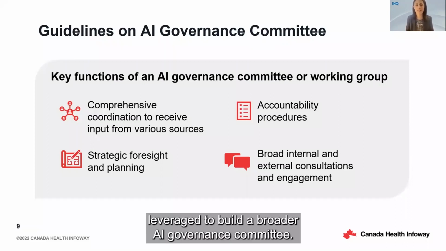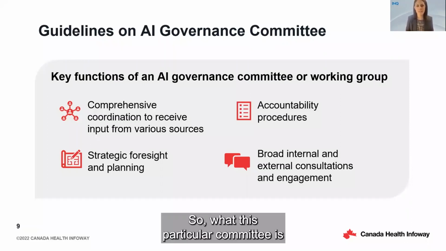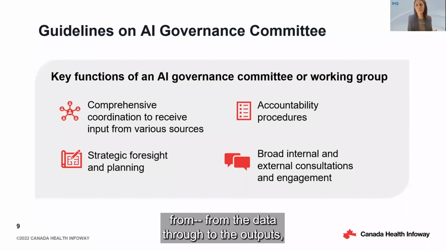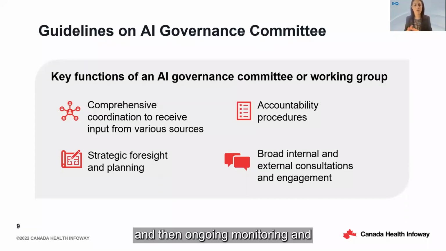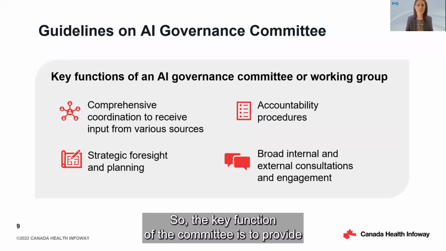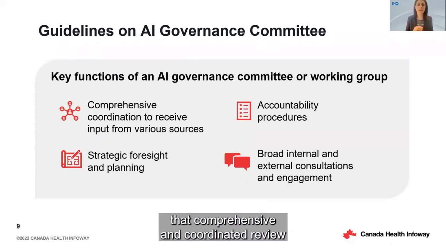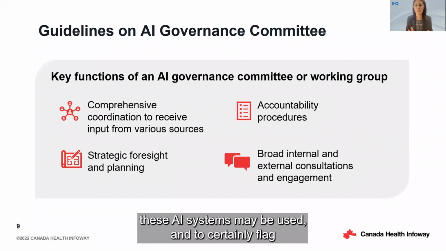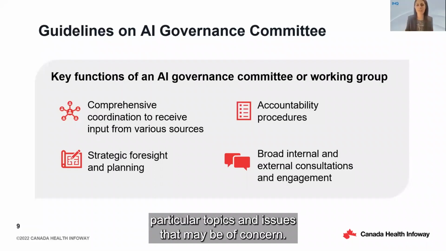and it's one that can be leveraged to build a broader AI governance committee. So what this particular committee is looking at is the entire life cycle of the AI system and the AI program, from the data through to the outputs, and then ongoing monitoring and iteration of those systems. So the key function of the committee is to provide that comprehensive and coordinated review of various systems, to look at how these AI systems may be used, and to certainly flag particular topics and issues that may be of concern.